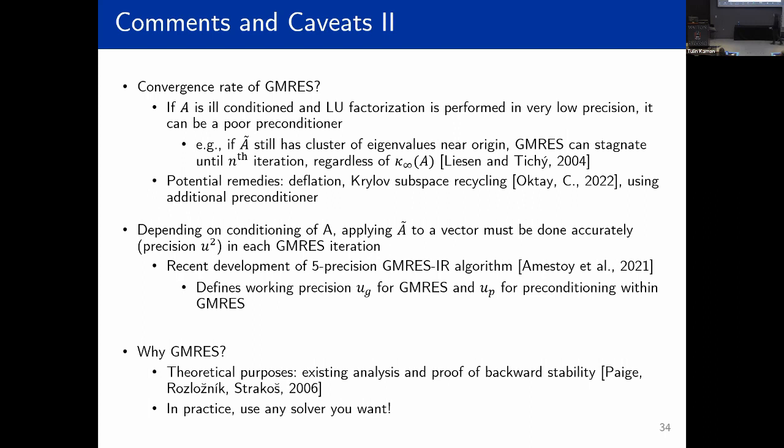All right, and so another question is why GMRES at all? This is used for theoretical purposes because we know it's backward stable. Saying things about CG and short-term recurrence methods is harder. You can maybe still say something. There are these backward-like stability results. In practice, really, you could use any solver you want.